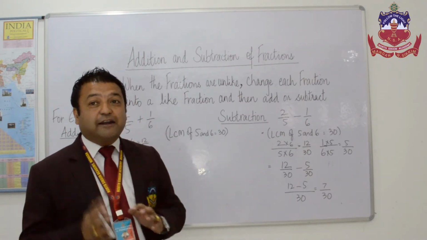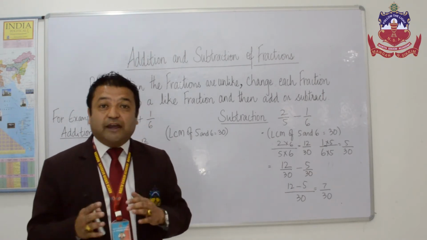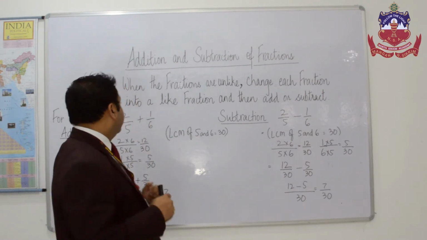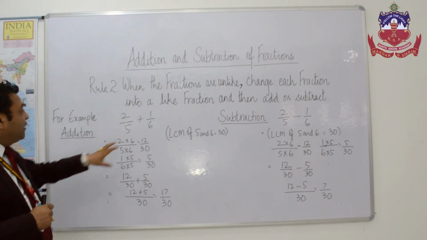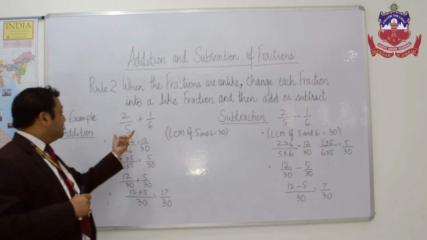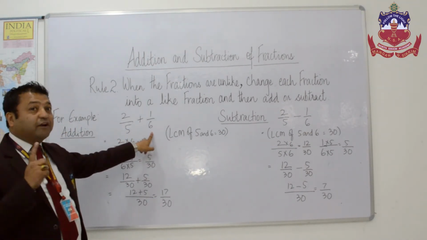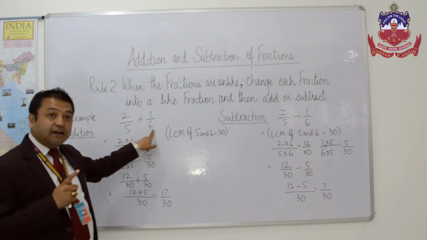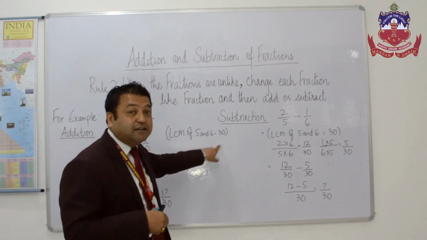The rule for that is you need to change the denominator by taking out the LCM. Here I have got an example. I have taken numbers like 2 by 5 and 1 by 6. Observe it carefully. We have got two different denominators. One is 5, another is 6. So I took the LCM of 5 and 6, that is 30.